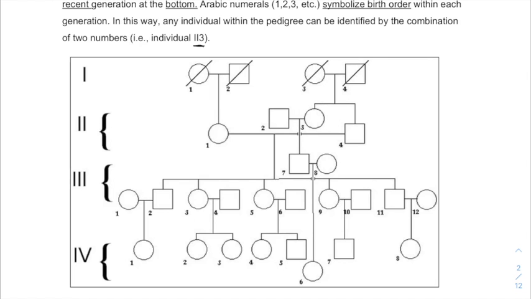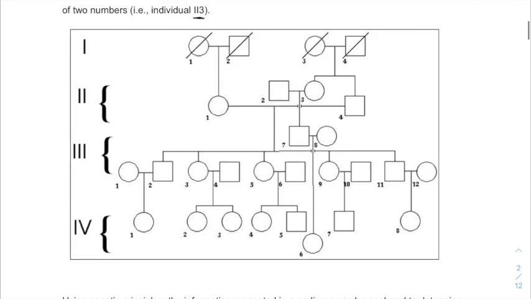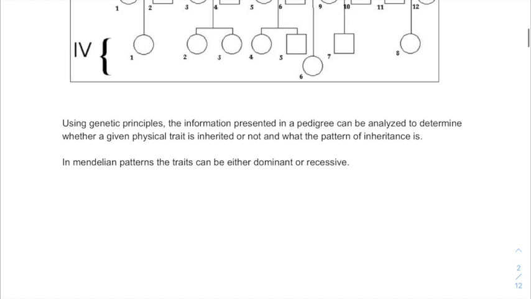And the more useful thing is when we start to track genetic traits. So using general genetic principles, the information presented in a pedigree can be analyzed to determine whether a given physical trait is inherited or not and what the pattern of inheritance is. In Mendelian patterns, the traits can be either dominant or recessive. And that's what we're going to focus on in this chapter, I suppose.